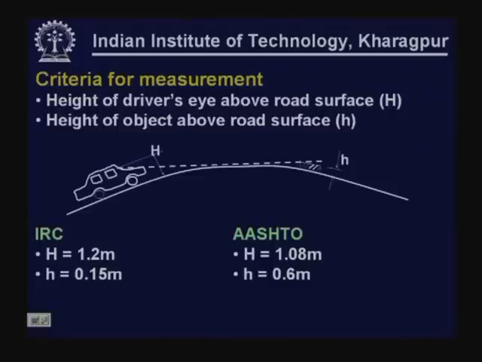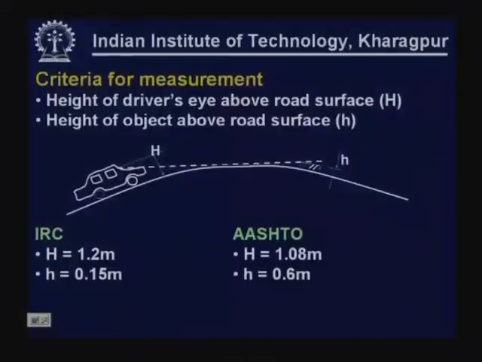Criteria for measurement. Now, when we are talking about the sight distance, it depends on what is the height, that means the level for the driver's eye, and what is the height of the object that we are talking about. You can appreciate the available length of the road or the length of the road visible to a driver will depend on the height of the seat, particularly the eye level, height of the driver's eye above road surface, and also the height of the object. If we consider more height of the object, obviously available sight distance will be more. Similarly, if we consider higher height of eye level above road surface, again the available sight distance will be more.